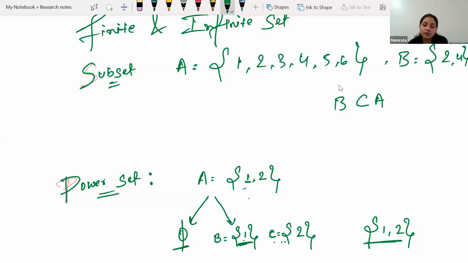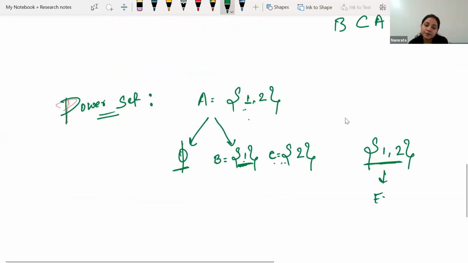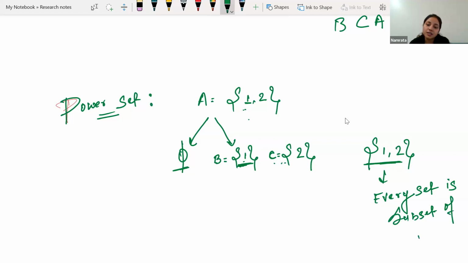Similarly, every set is a subset of itself. Our set A is {1, 2}. If we have one more set, let's say X, that also has 1 and 2, then we would say that A and X are both the same, or we can also say that X is a subset of A. Are you getting it? Yes, ma'am.